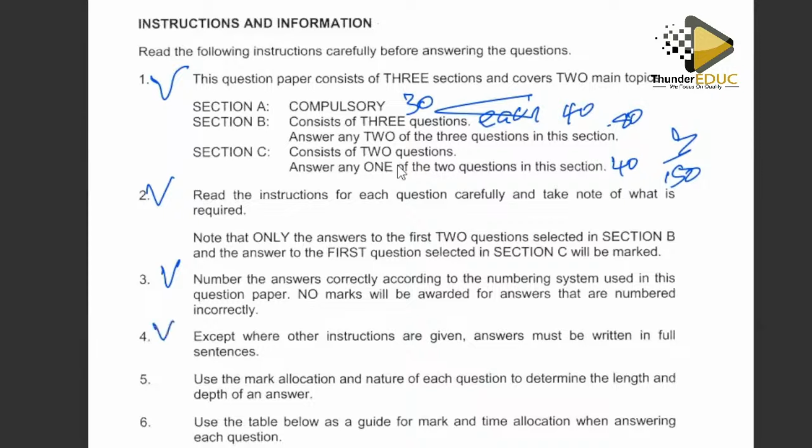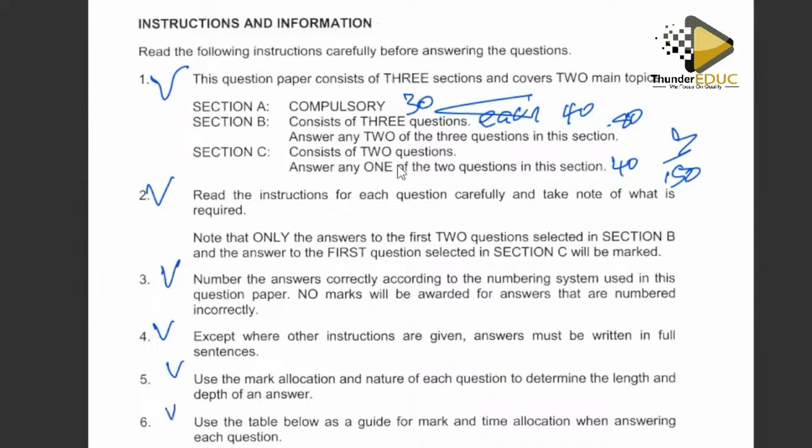So now we have instruction number 4. It reads as follows: except where the instructions are given, answers must be written in full sentences. Instruction number 5: use the mark allocation and nature of each question to determine the length and the depth of the answer. So what does it mean? It means that you grade 12s, whenever you are given a 1 mark question, you're expected to give 1 point. But if you are given maybe 4 marks, the expectation is to come up with 2 points. Then 6 marks, you're expected to come up with 3 points.